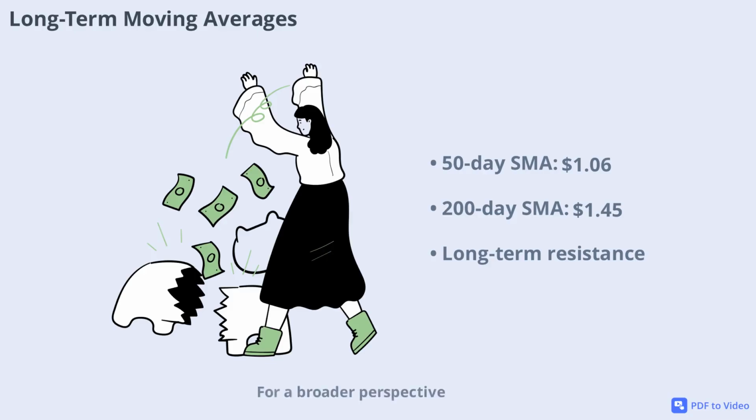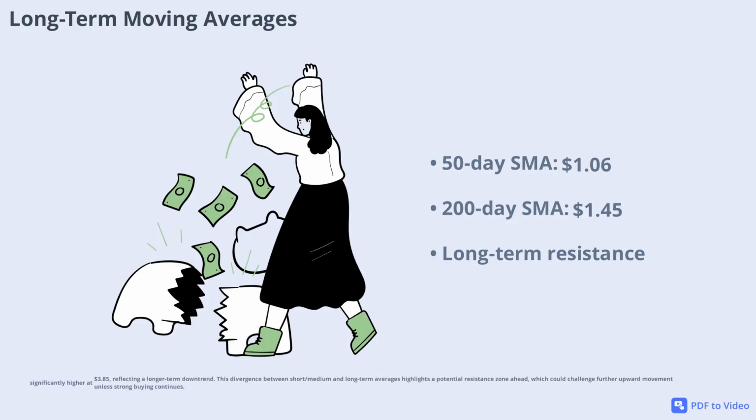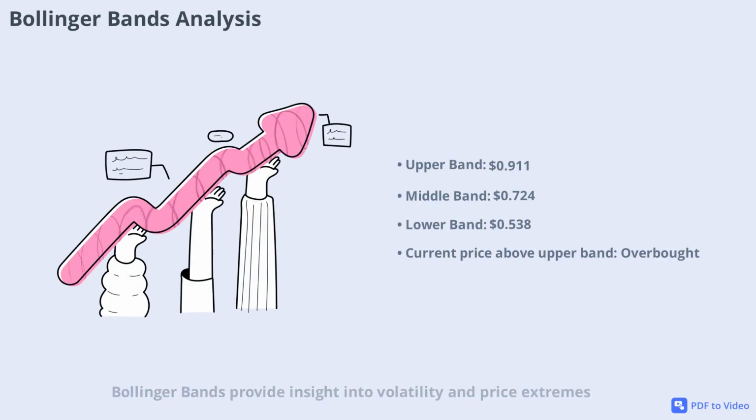For a broader perspective, the 50-day SMA is at $1.06 and the 200-day SMA at $1.45, both above the current price. The 200-day EMA is significantly higher at $3.85, reflecting a longer-term downtrend. This divergence between short, medium, and long-term averages highlights a potential resistance zone ahead, which could challenge further upward movement unless strong buying continues. Bollinger Bands provide insight into volatility and price extremes.